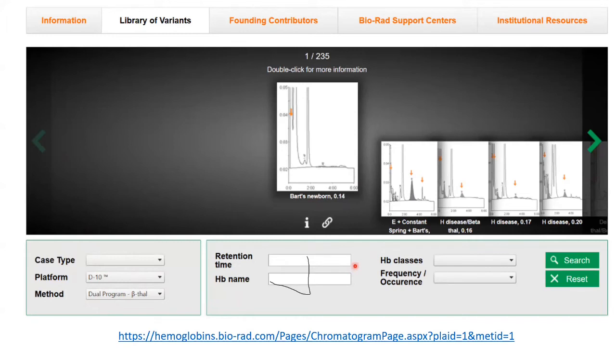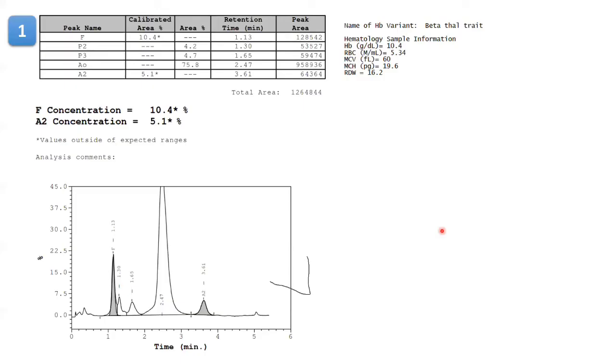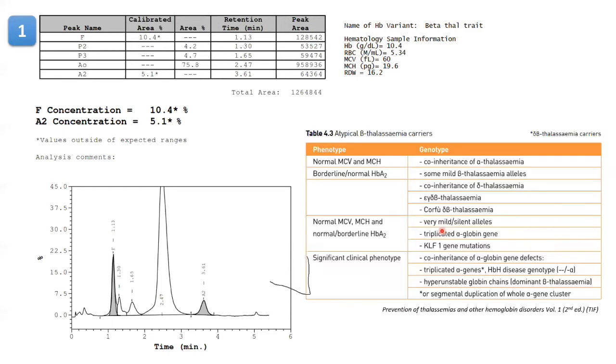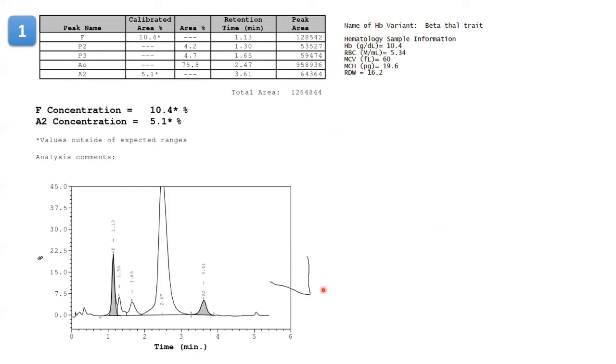And I've used all the representative cases which I'm going to present. I've taken them from this particular website only, so that it's easier for you also. You can go and access this website and look at the various representative cases. So starting off with the most common important one, that is the beta thalassemia.